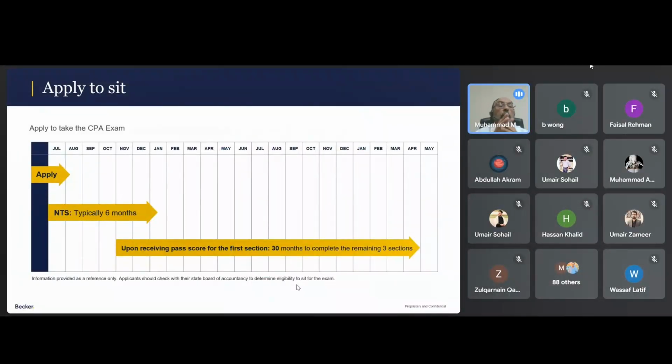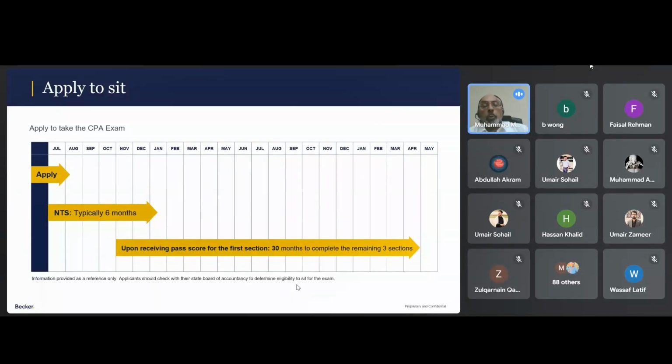Like you have applied to one state, let's say California. They will issue the authorization to schedule the exam, and that will be valid for 9 months. Your registration with the state is typically valid for 6 months, but a few states allow more than 6 months. Like California allows you 9 months to schedule your exam.